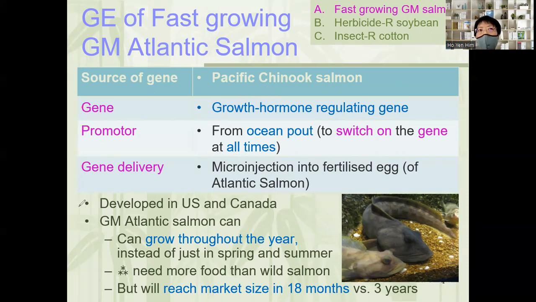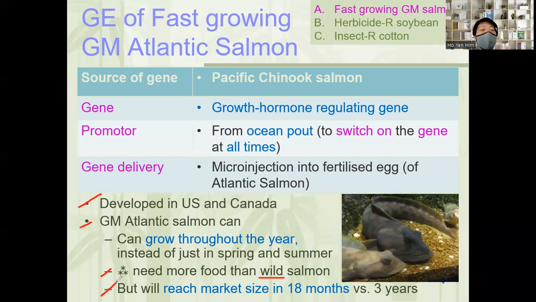Now, gene technology is very advanced in the US and Canada. So this GM Atlantic salmon has been developed in the US and Canada. It can grow throughout the year instead of just spring and summer. But because it can grow throughout the year, it will need more food compared to the wild salmon. Wild salmon means the natural type that you can find in nature. It will reach marketable size in 18 months versus 3 years.